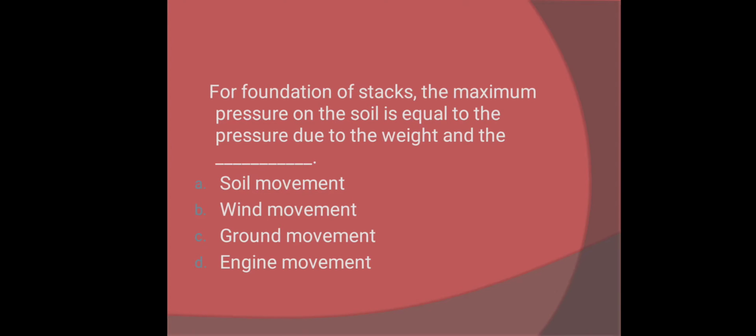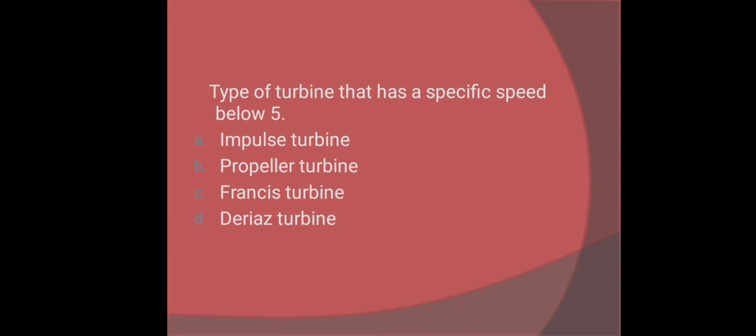Next, for foundation of stacks, the maximum pressure on the soil is equal to the pressure due to the weight and the blank. Sagot dyan ay letter B, wind movement. Next, for multi-stage compression of an ideal Brayton cycle, the back work ratio will blank, letter B, decrease. Type of turbine that has specific speed below 5. Sagot natin dyan ay impulse turbine, letter A. Tandaan na, specific speed below 5, impulse turbine, letter A.